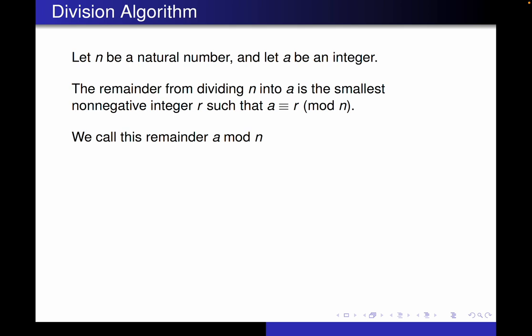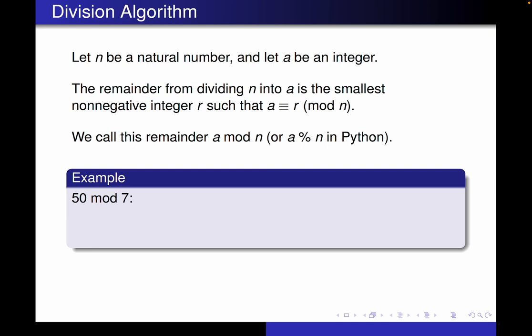So we have a special name for this remainder. This remainder is called a mod n, the mod coming from the congruence part of that definition. Of course, in Python, it looks a little different. It's a percentage sign n. So if we want to find 50 mod 7, what we do is we figure out the biggest multiple of 7 that goes into 50. That's 7 times 7 equals 49. We subtract that from 50 to get 1, which means that 50 mod 7 is equal to 1.